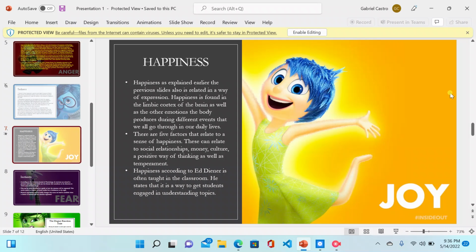Happiness, according to Ed Diener, is often taught in the classroom. He states that this is a way to get his students engaged in understanding topics. So, we've all gone through happiness. A common example of happiness is something going your way and you're very happy and very joyful, just filled with joy, and you have a fat smile on your face. Happiness is shown when something triggers your brain to just smile. Happiness and joy is what we experience on a daily basis as well.